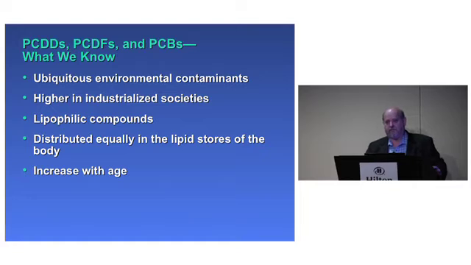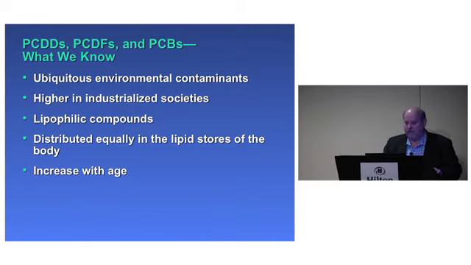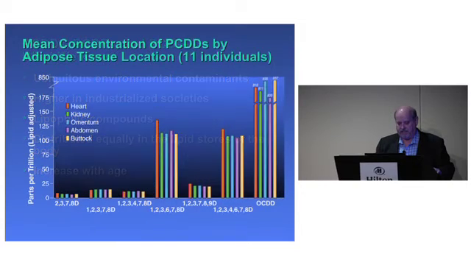Just a quick few summaries about POPs. They're ubiquitous environmental contaminants. They are higher in industrialized societies. They're lipophilic compounds, so they're found in all the lipid stores of our body. They're distributed equally in the lipid stores around the body, and they do increase with age.